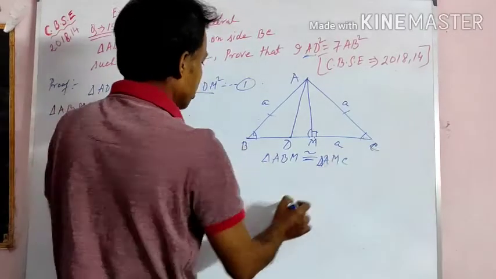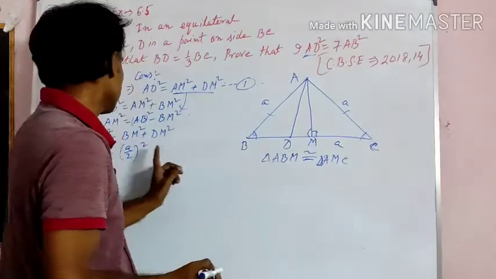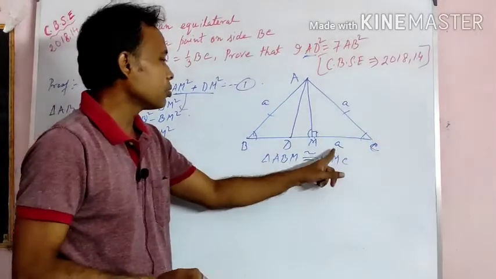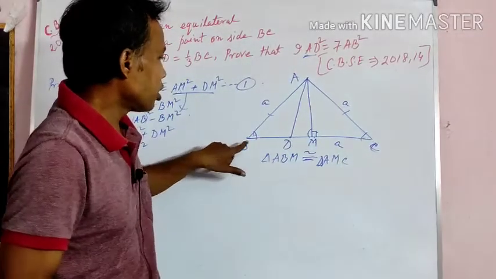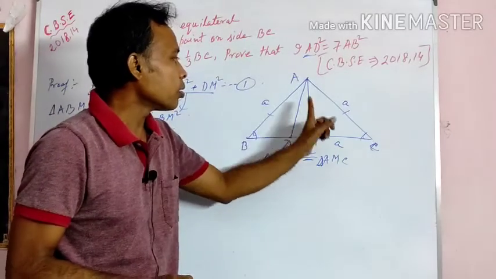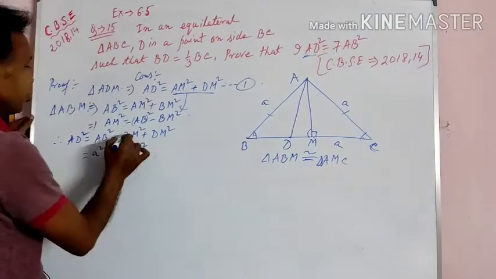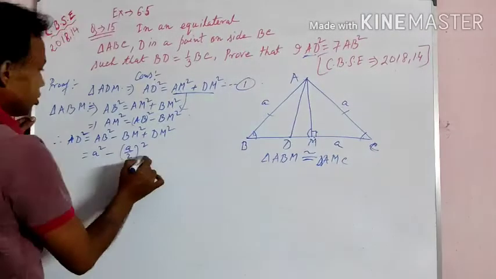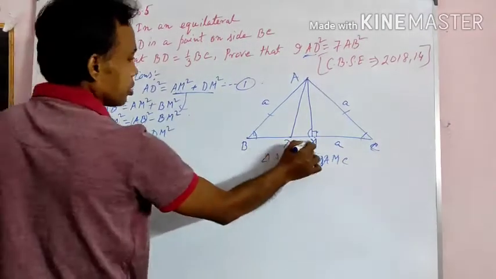Again BM is equal to half of BC, so BC is equal to A, this side is equal to A, and this is A, in an equilateral triangle all sides are equal. Therefore we can tell BM is equal to A by 2, plus DM square, this is the DM square.